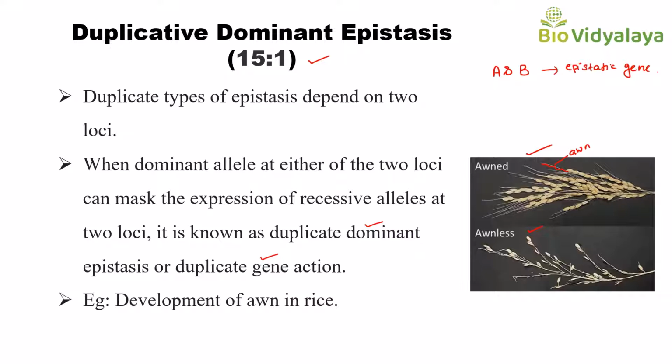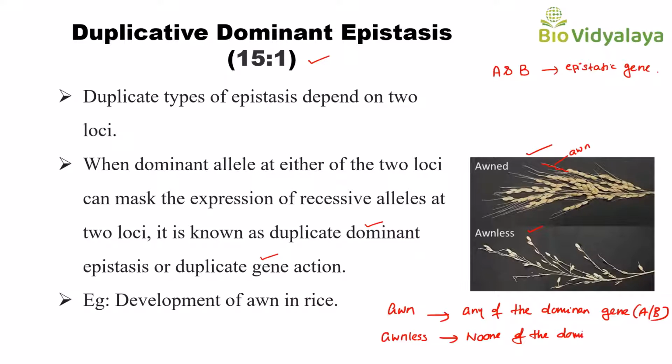So here you can remember that the presence of either dominant gene can produce awn. The awnless condition develops only when there is no dominant allele, none of the dominant alleles.